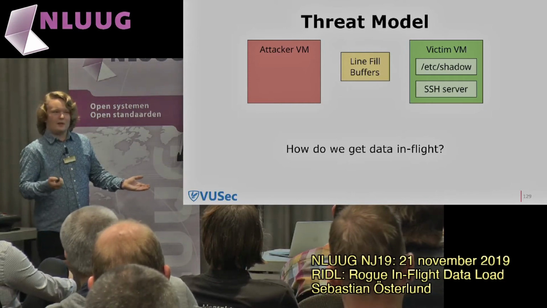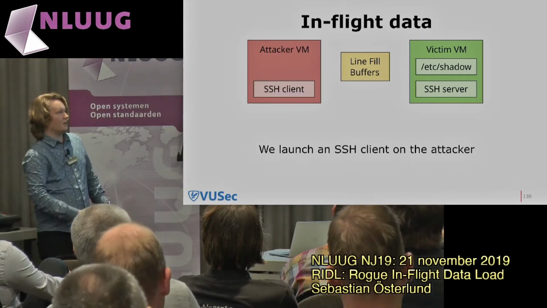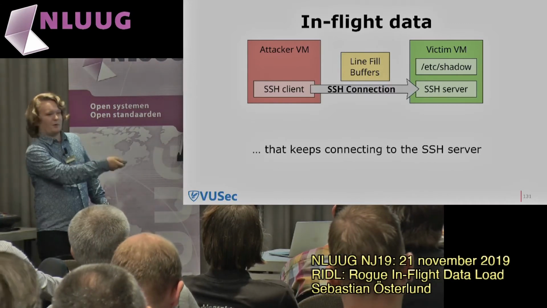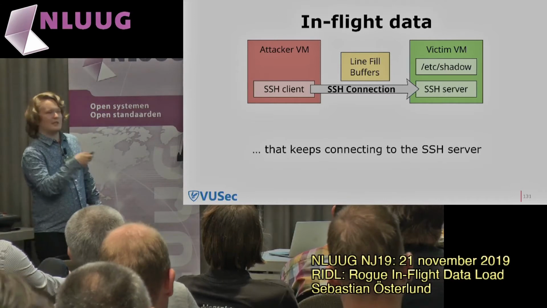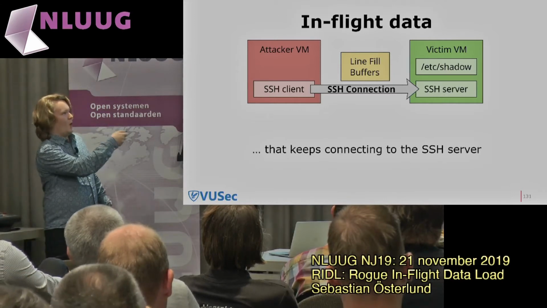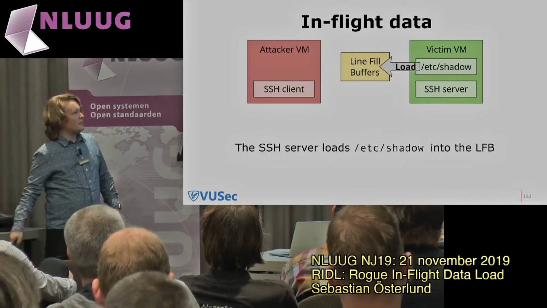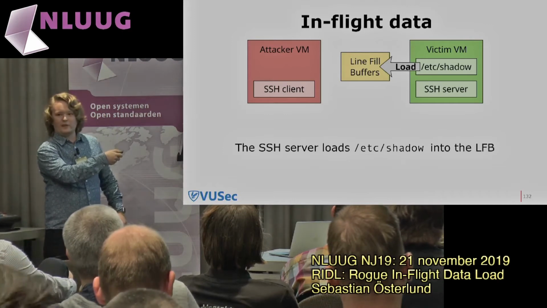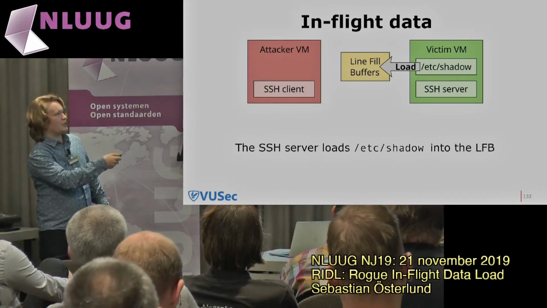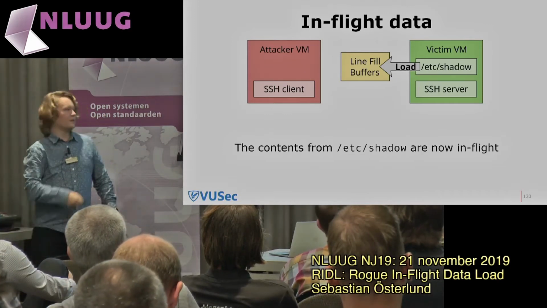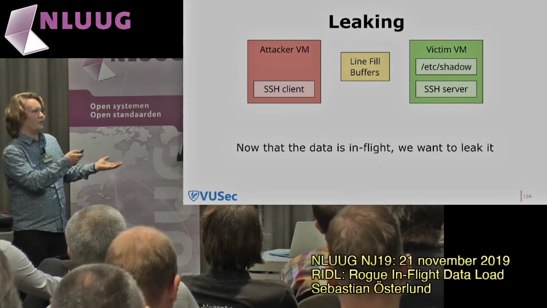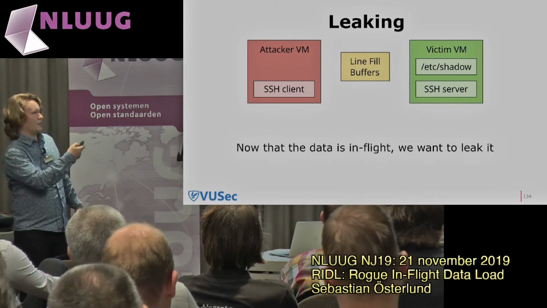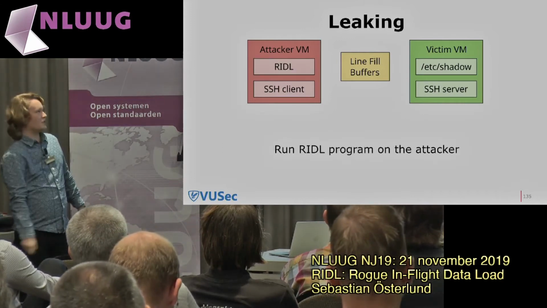So how do we get the data in flight? We can't invoke the password utility here, but what we can do is set up SSH connections, which also turns out to read the etc shadow file. So we basically do the same attack, but over the network. When we start authenticating, it will load the etc shadow file into the line fill buffers at some point. And the content is now in flight, and we can do the exact same trick. We can leak it using this exact same program we already discussed.